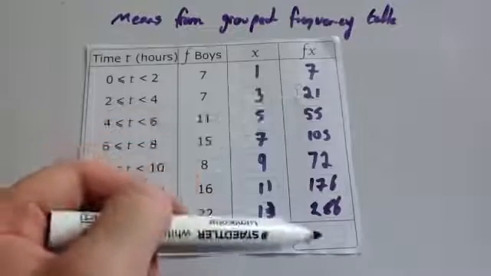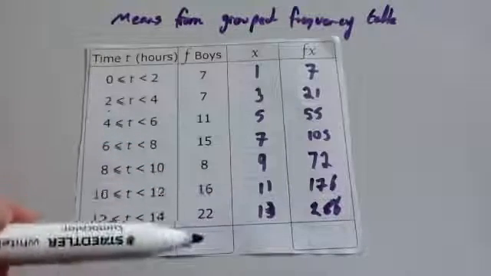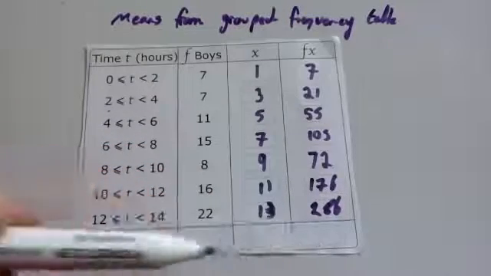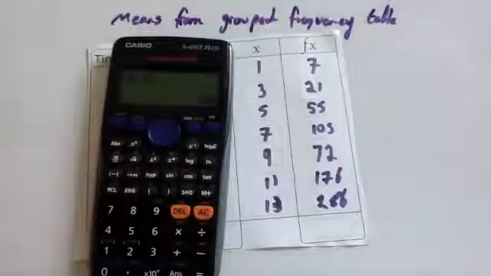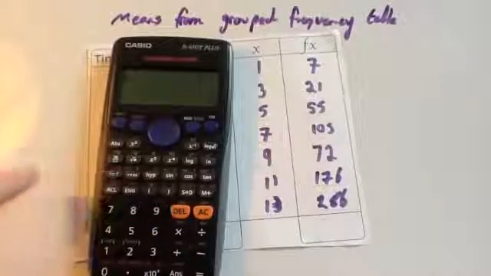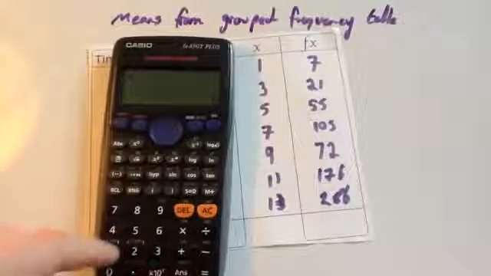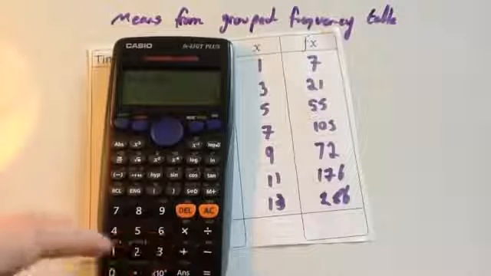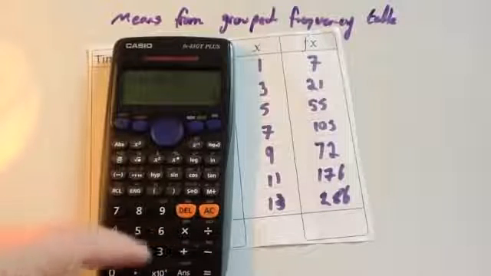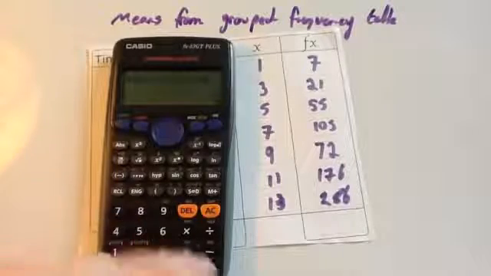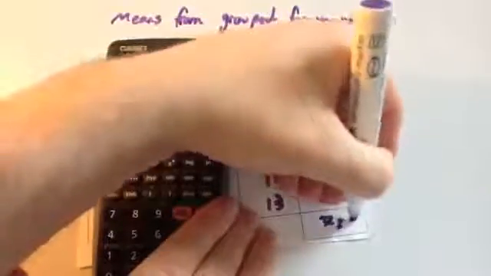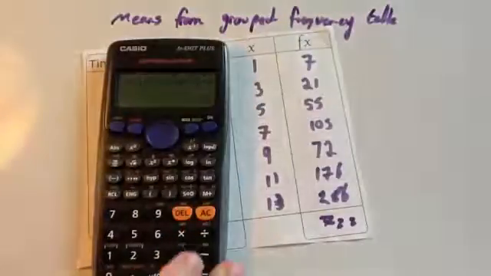Now what we're going to do, like we would do in the means from frequency tables, is add up our fx column, add up how many people there are, and divide the grand total by how many people there are, and that'll give us the mean. So we're now going to add up all the fx's. 7 plus 21 plus 55 plus 105 plus 72 plus 176 plus 286 equals 722. So 722 is the grand total.